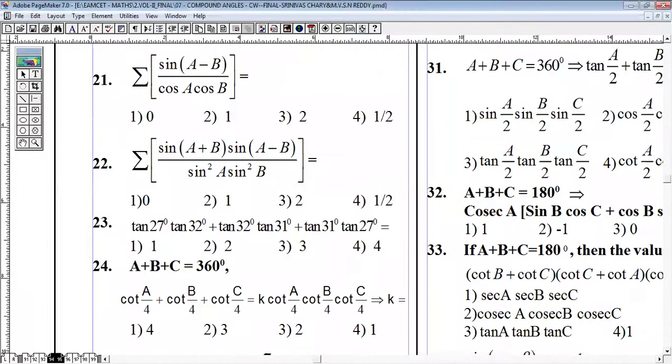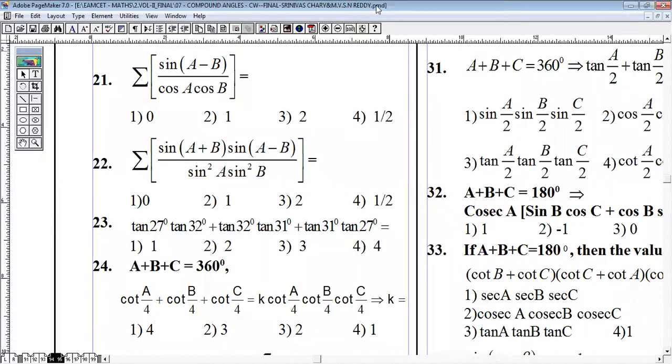23rd problem. Just observe this. Tan 27 degree into tan 32 degree plus tan 32 degree into tan 31 degree plus tan 31 degree into tan 27 degree. So what is the value of this?